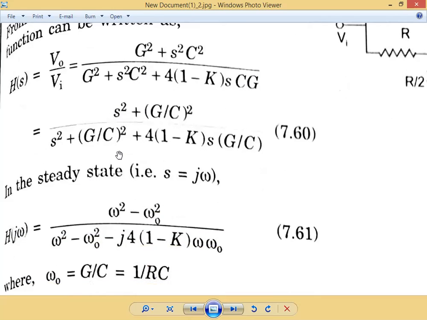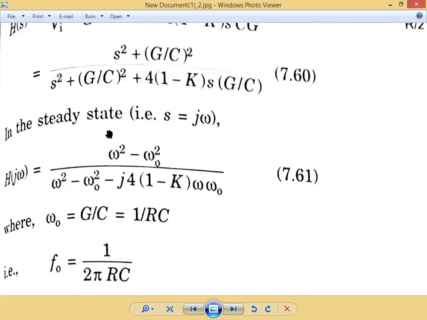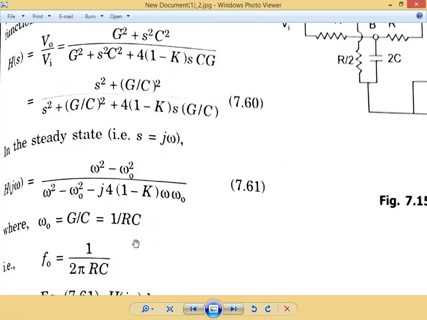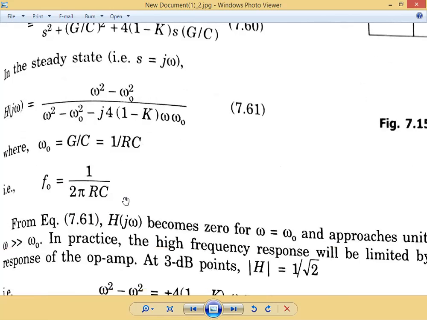After writing this equation, we are going to replace S with j omega. Then the transfer function H of j omega is equal to (omega naught square minus omega square) divided by (omega naught square minus omega square plus j4 into (1 minus K) omega omega naught), as omega naught is equal to G by C. So f naught is equal to 1 by 2 pi RC.